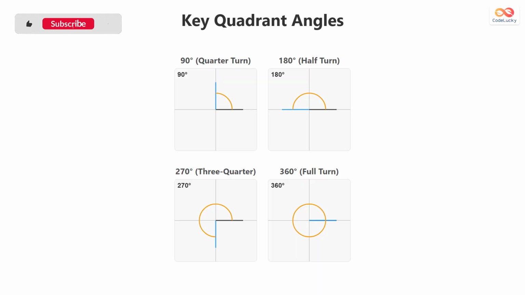It is helpful to know the boundaries. A quarter turn is 90 degrees. A half turn is 180 degrees. Three-quarters is 270 degrees. And a full circle brings us back to start at 360 degrees.